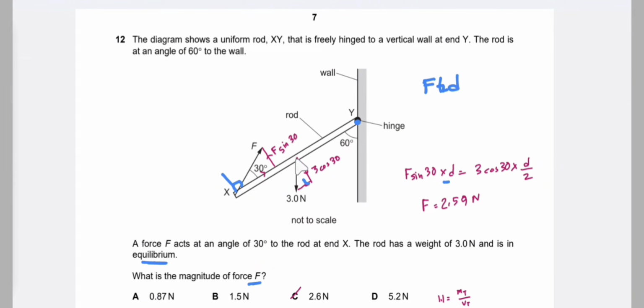And since the weight is acting from the center of the rod, since it is a uniform rod, so the weight is acting at the center. That means if the total distance is d, then this distance would be d by 2. Since it is acting at the center, it is divided by 2. And 3 cos 30, that is the vertical force and the distance. So after calculating, we get the value of F as 2.59 Newton, that is 2.6 Newton.